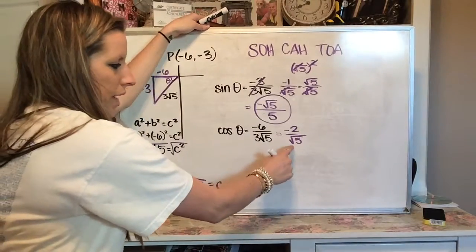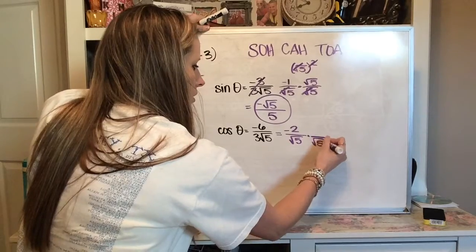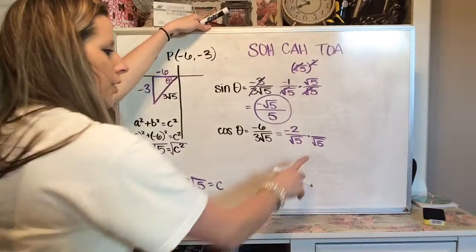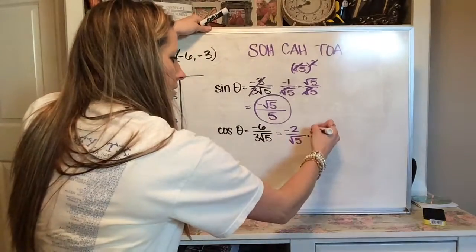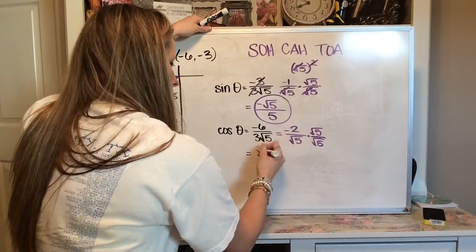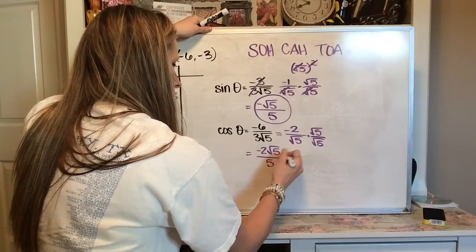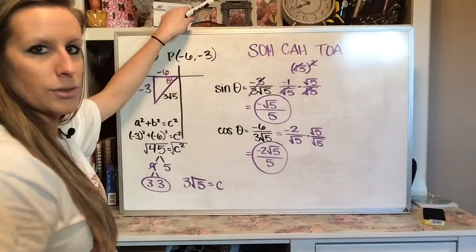I've got to get rid of that radical, so I'm going to multiply it by itself. Multiply by the square root of 5. What I do to the bottom, I have to do to the top. Okay, so I get negative 2 square root of 5 over 5. And that won't reduce anymore.